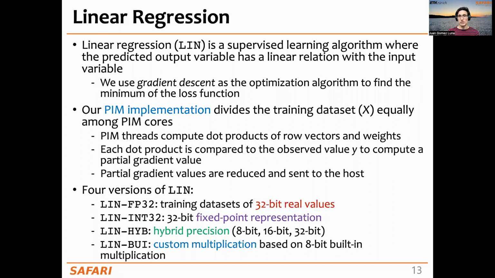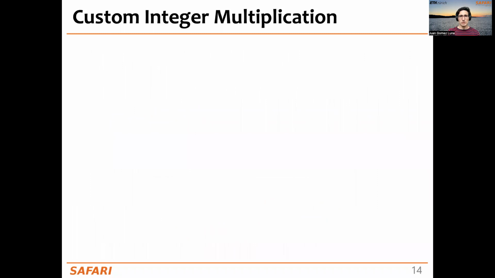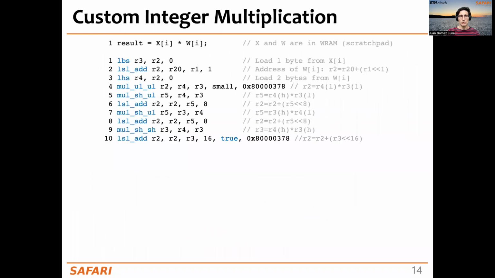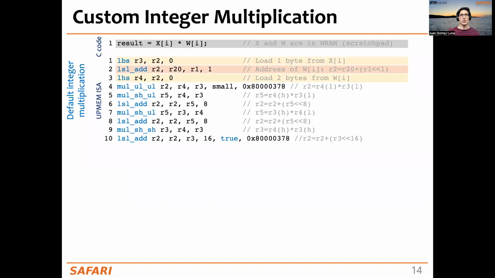And finally, there is a version that uses custom multiplication that is based on the 8-bit built-in multiplication that the DPUs have. To check this custom integer multiplication and compare it to the default integer multiplication code as generated by the UPMEM compiler, we can see that if we write these in our C code, it will compile to the code that we see next in the slide.